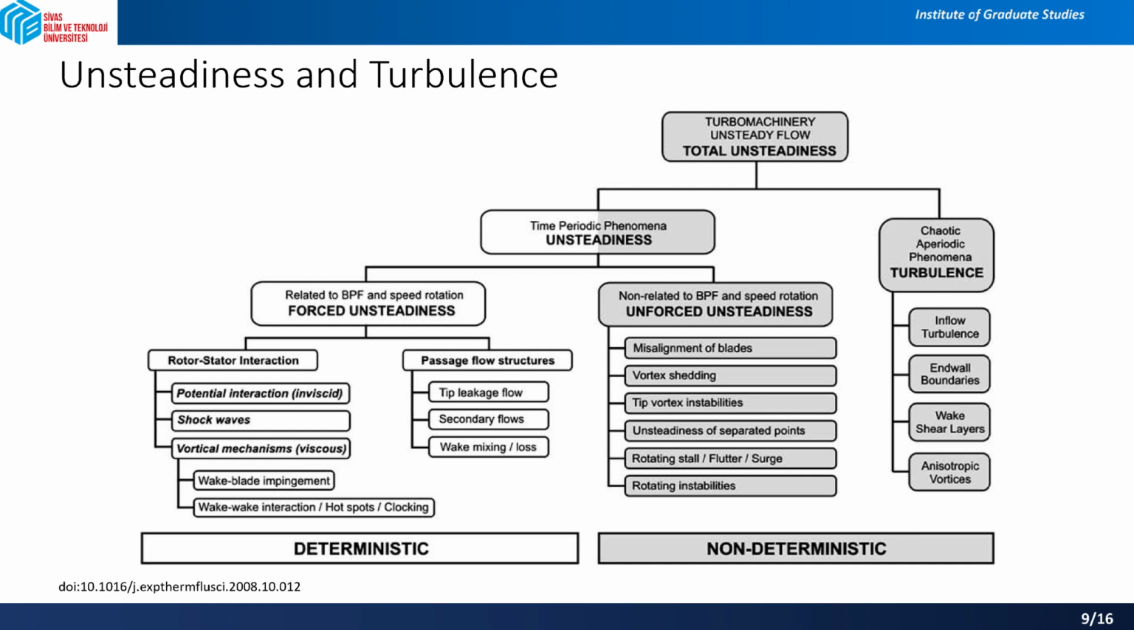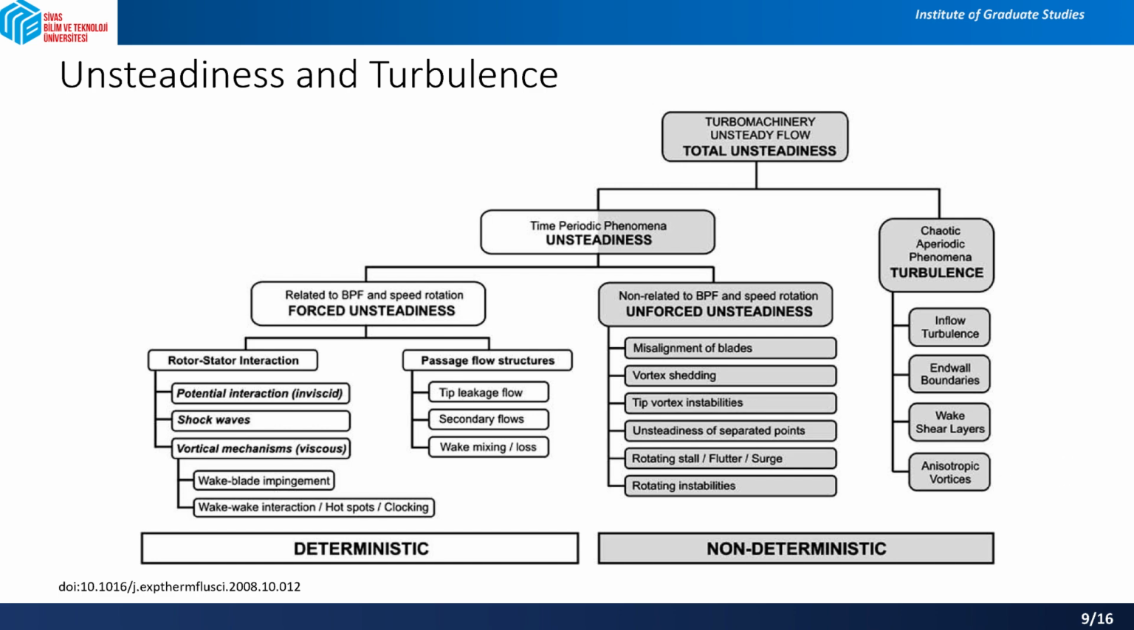There is no rotation on the wall, and also the wake shear layers. The shear layers are not rotating, and also you have some vortices which are anisotropic vortices, and they get their position in the aperiodic turbulence.